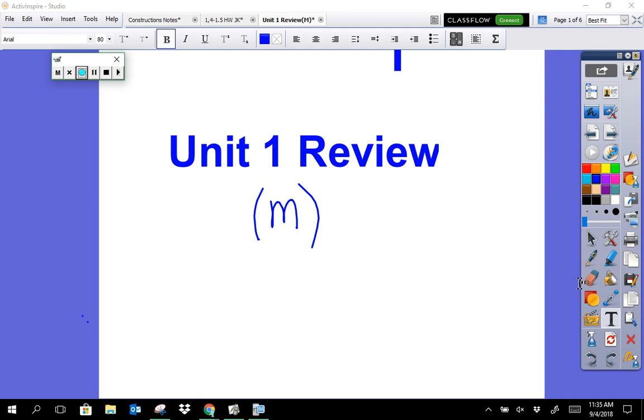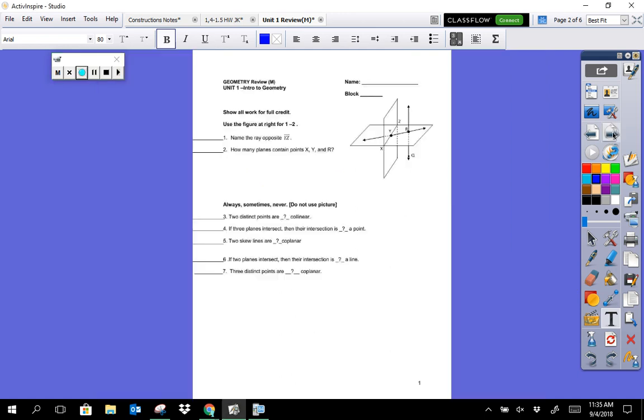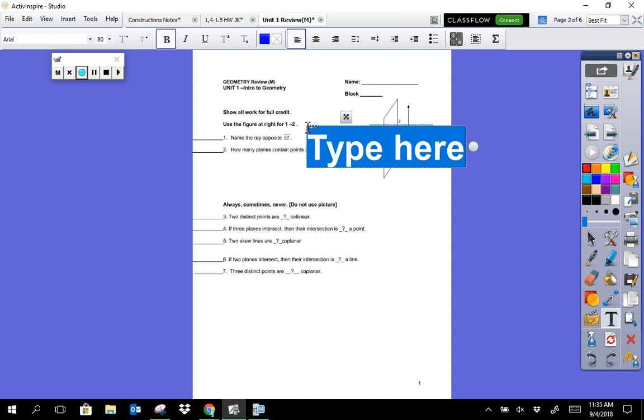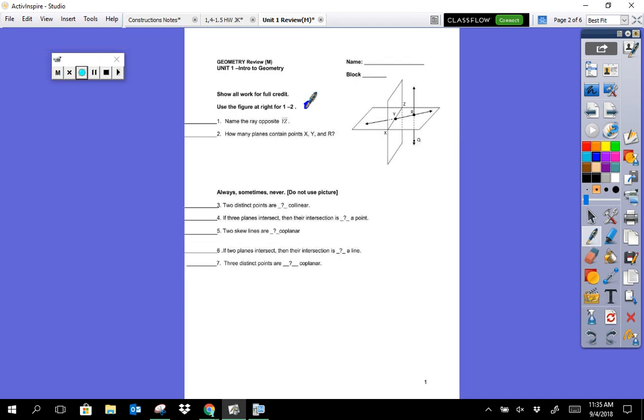So this is for the Unit 1 test review. Starting with number 1, it says name the ray opposite of YZ. So again, remember what a ray is. A ray, it's hard to see on the screen, but a ray has an endpoint, and then it goes infinitely in another direction, so it has that arrow on the other end.